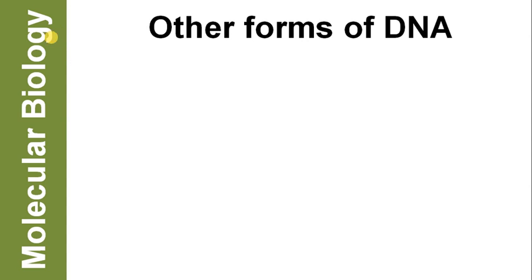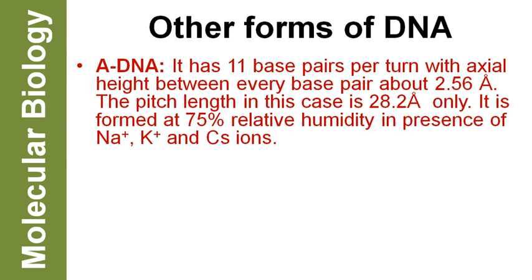In addition to this B-DNA, there are some other forms of DNA also: A-DNA, C-DNA, D-DNA, and Z-DNA. The difference of model is because of the type of salts used, relative humidity, etc.